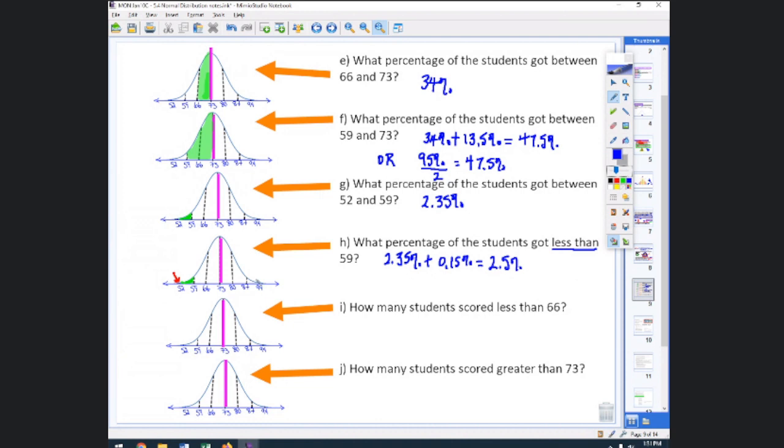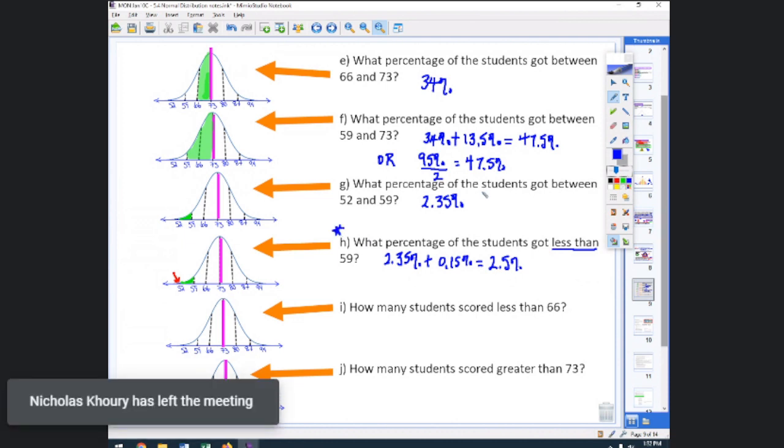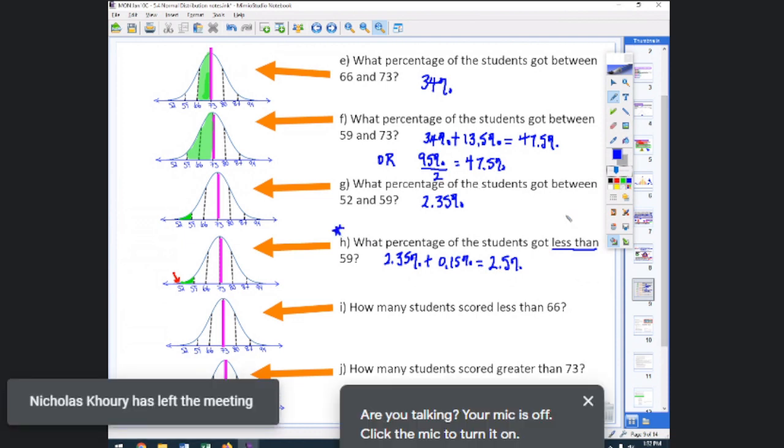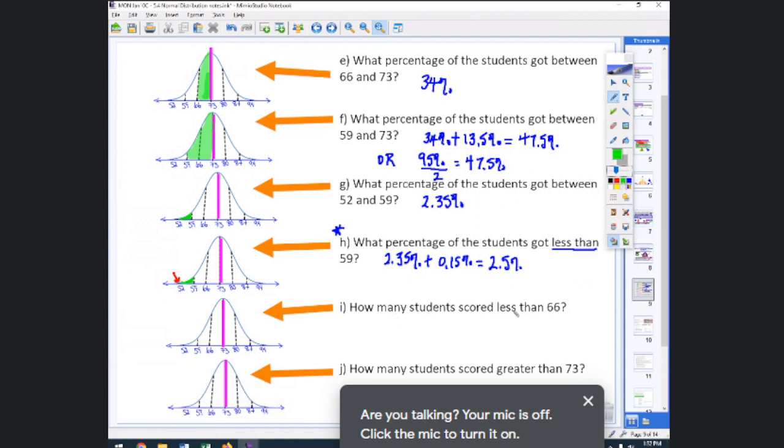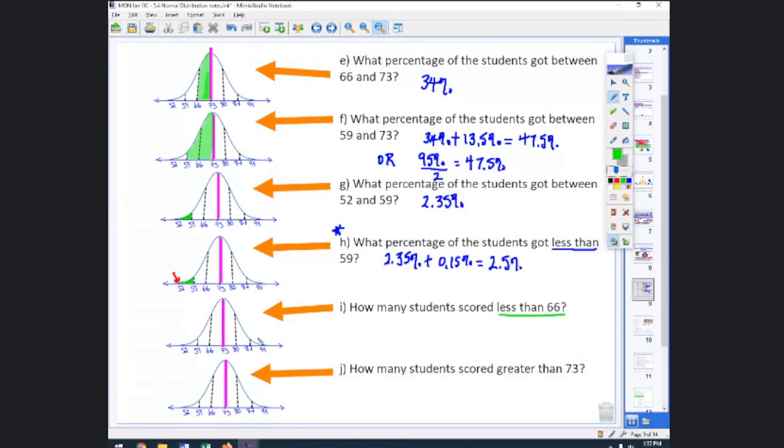Emmanuel, was that you who volunteered for this one? Yeah. Are you good with that one? Yeah. Okay, so we have to make sure we get that little piece on the end. So we might want to just put a little star there by this guy. So here's another one where it says less than 66. So that means everything here, and also we have to go less than. So it's everything there.